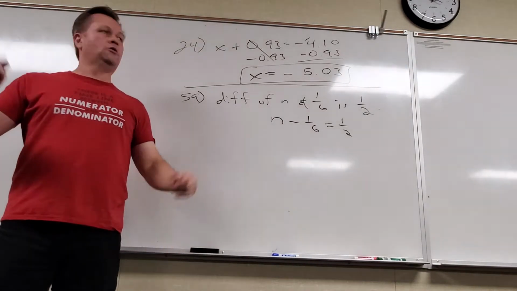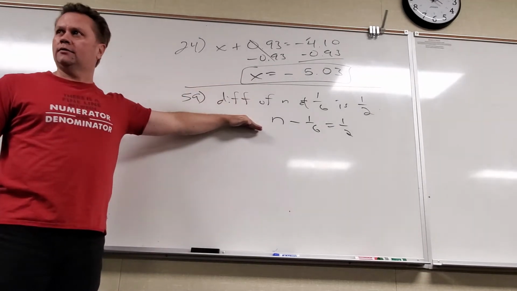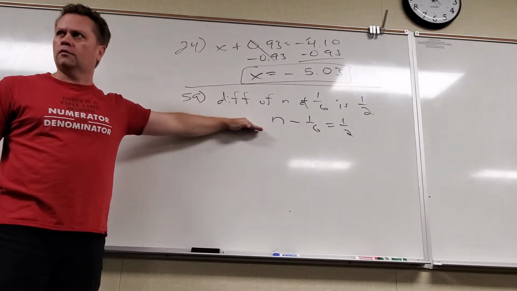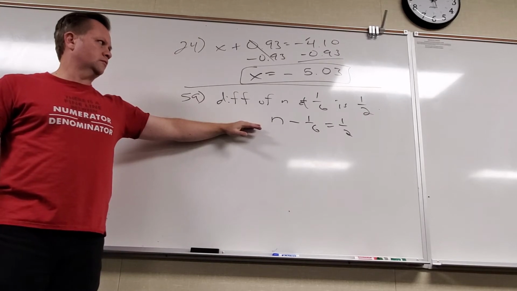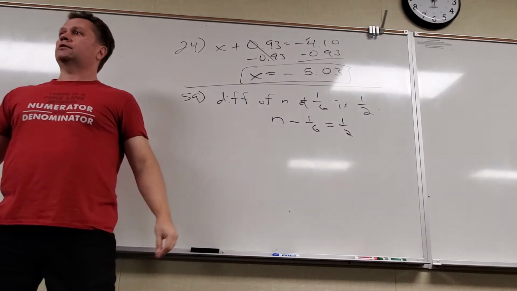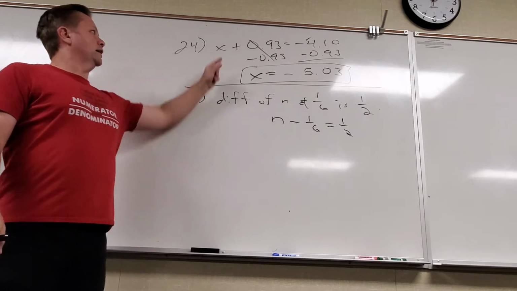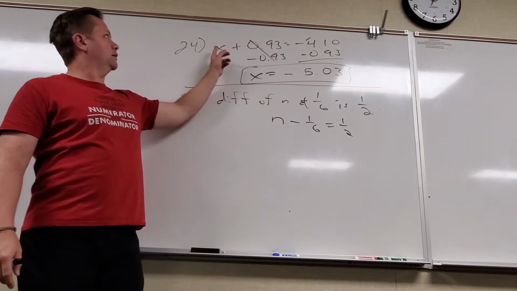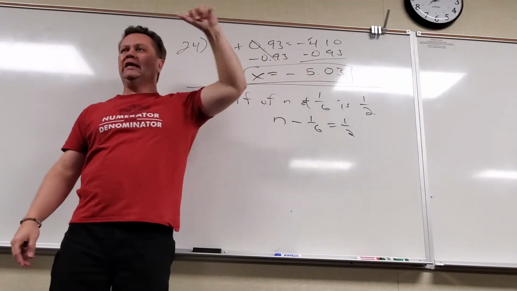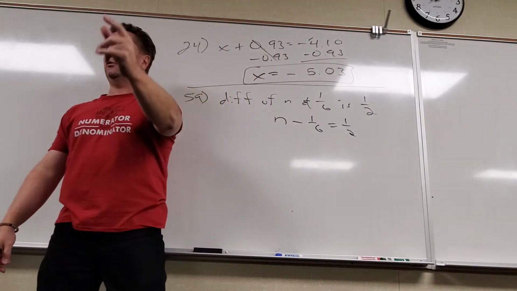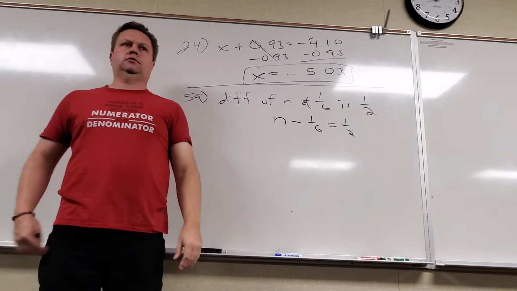Normally it's the step of how to translate it into math-ish, right? Is the "is" an equal? Yes. So if I had to read this in English, I'd say x added to 0.93 is negative 4.10. So that is very often equals.